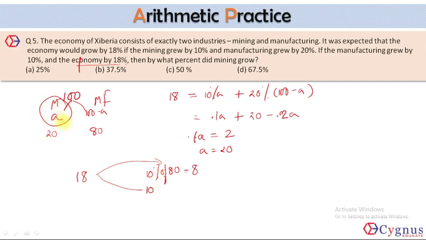And what is the value of mining here? We have already calculated it, 20. And I am looking for a growth of 10. 10 is what percentage of 20? Your answer should be 50%. I hope this is clear. Let's go on to the next one.